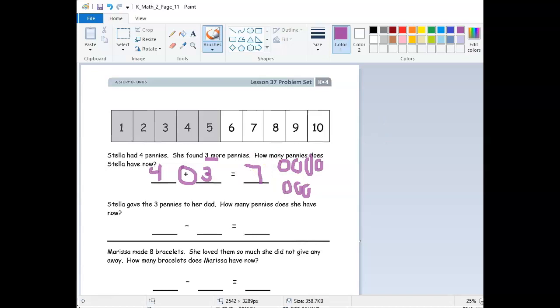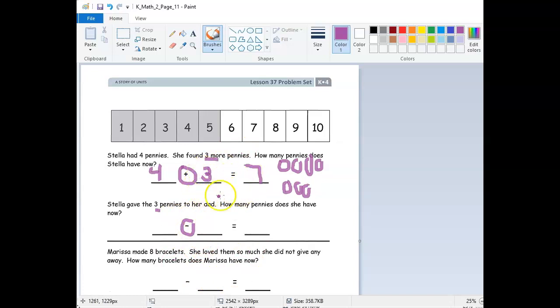Okay, let's read the next problem. It says, Stella gave 3 pennies to her dad. How many pennies does she have now? So we're going to circle our sign because she gave some away. So what kind of problem are we working? Yes, a minus problem. So we have to think back at the problem that we worked before that.